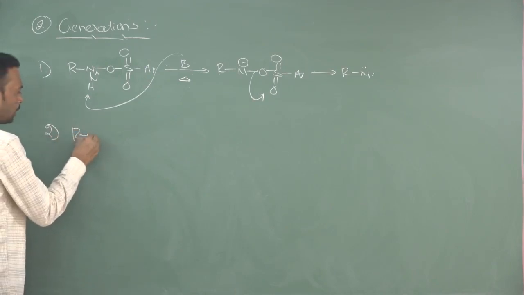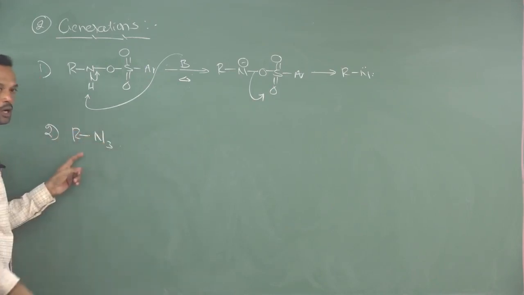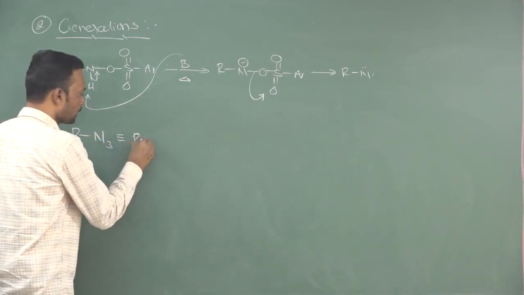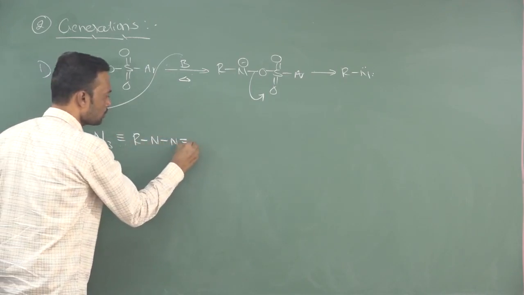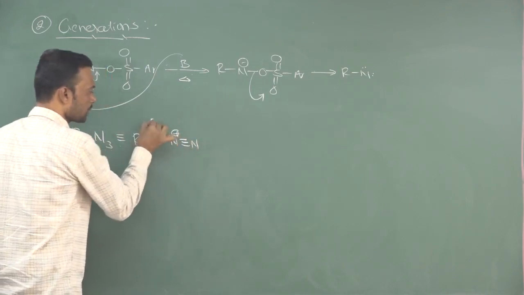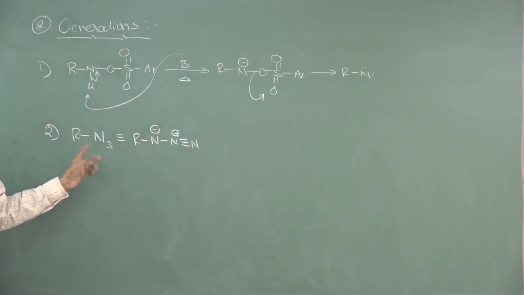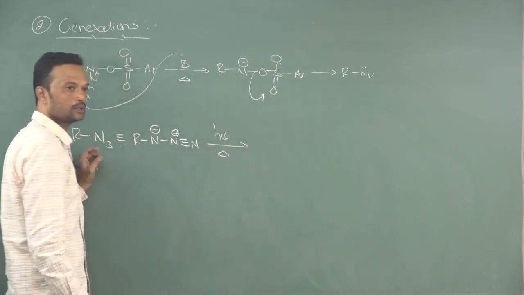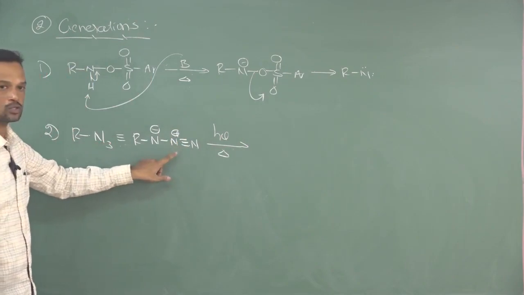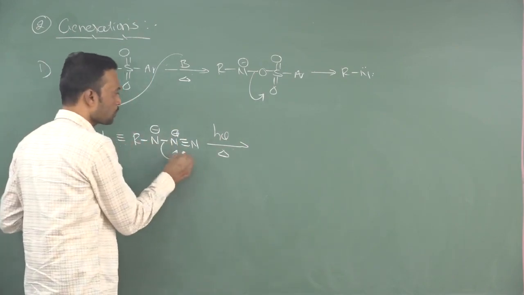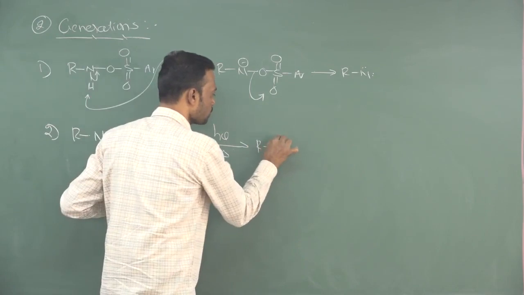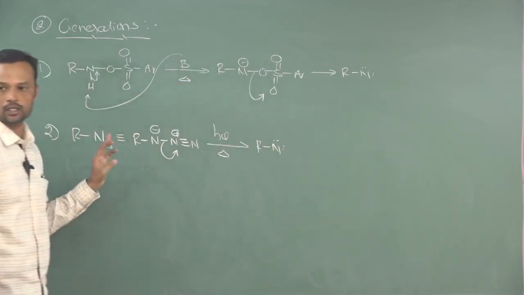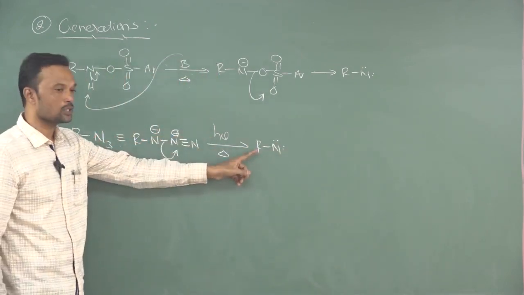Now see, I am taking an alkyl azide. This is called RN3. This RN3 you can write like this: nitrogen nitrogen triple bond, and this is plus and this is minus. This is called alkyl azide. When alkyl azide undergoes thermolysis or photolysis, there is a loss of N2, and finally there is a formation of nitrene. Nitrene is a monovalent nitrogen intermediate.